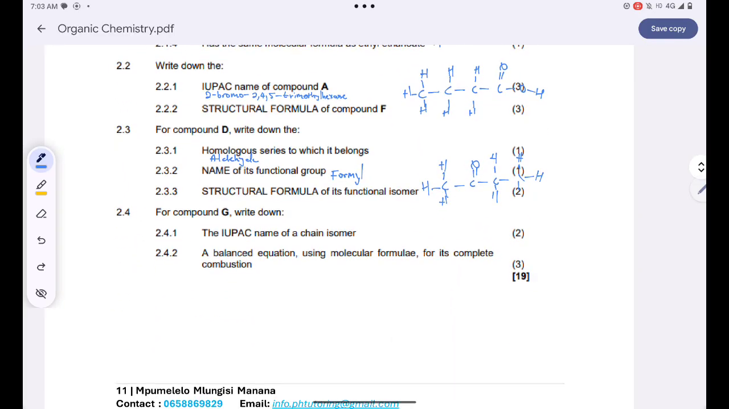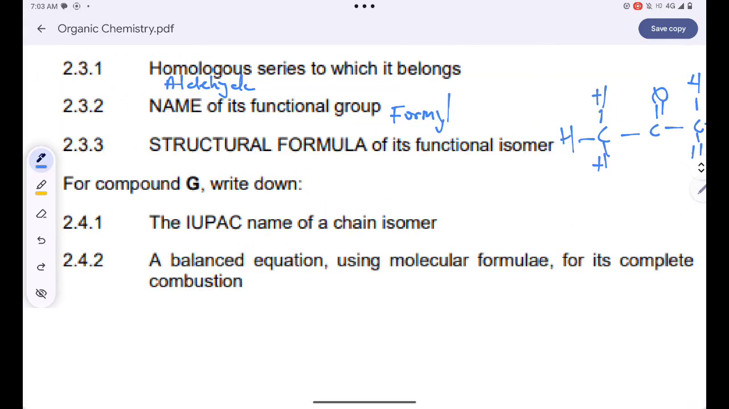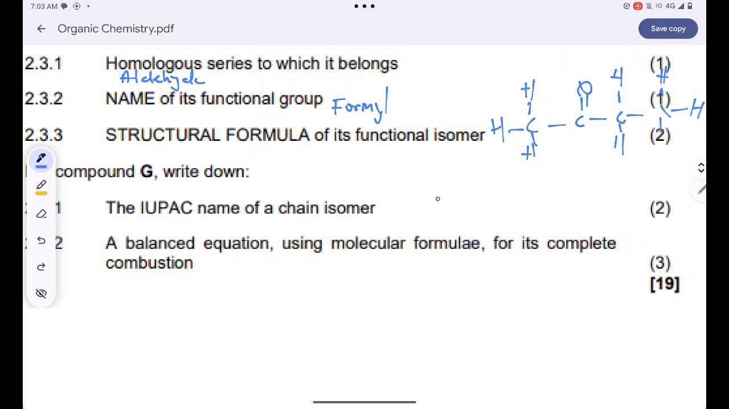Okay, now let's go to compound G. G is butane, okay? The IUPAC name of a chain isomer of butane. There's only one chain isomer of butane, and that's methylpropane. It will be 2-methylpropane. Okay.